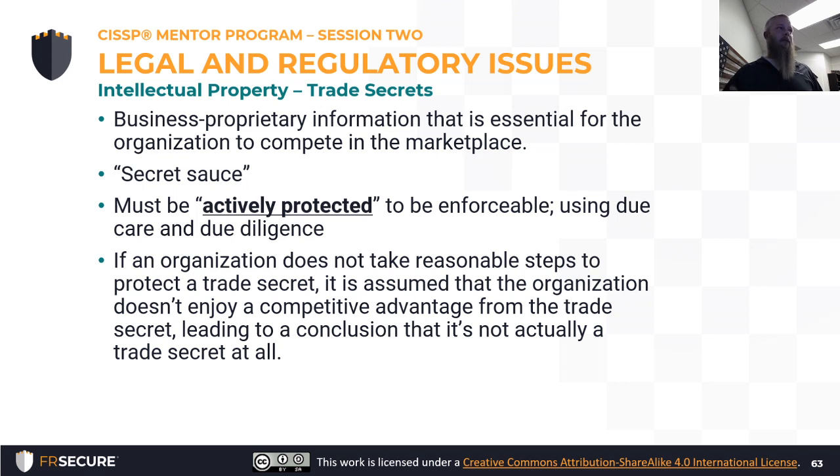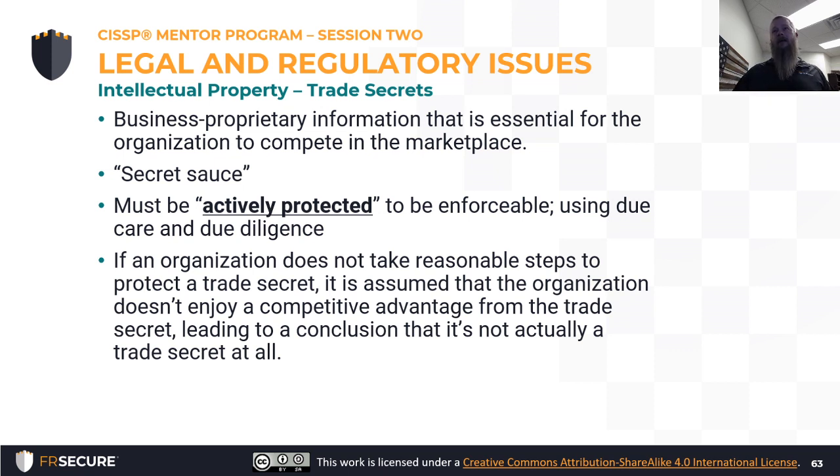But it's business proprietary information that's essential for you to differentiate yourself in the marketplace. That's what a trade secret is. Secret sauce, like Coca-Cola's secret recipe or KFC's secret recipe, those would all be trade secrets. Now, what makes a trade secret is that it has to be actively protected. And that's where I played a role in these two cases.